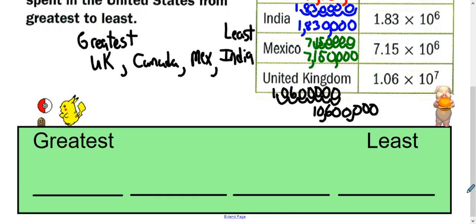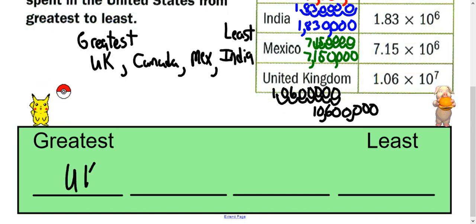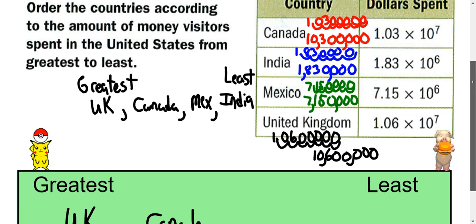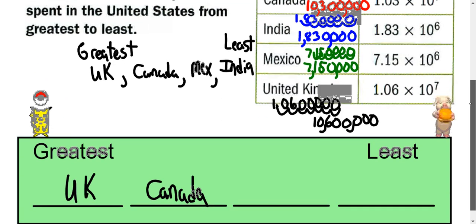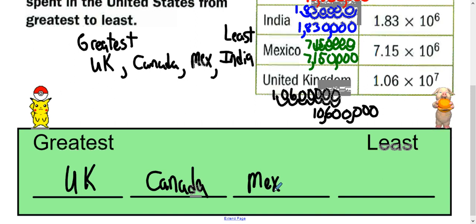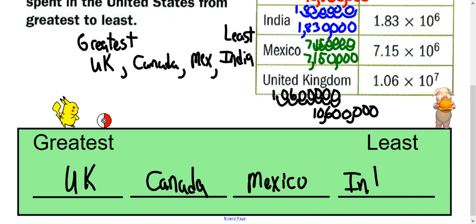I had it down there, so I didn't put it. This is UK. UK was 10,600,000. Canada, something like 10,300,000. Then you had Mexico and India with the least. All right.